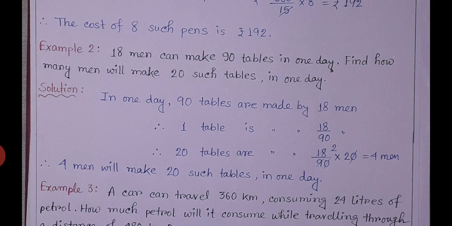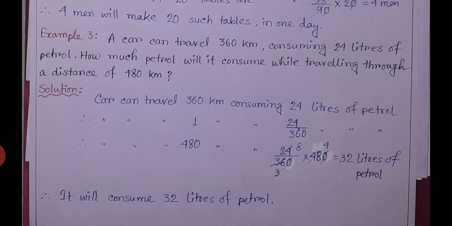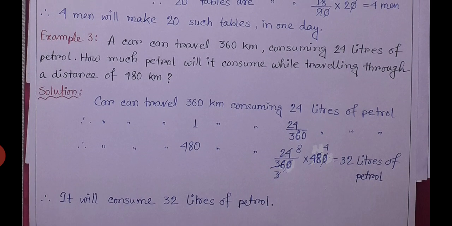Coming to the third example, it says a car can travel 360 km consuming 24 liters of petrol. How much petrol will it consume while traveling a distance of 480 km? So here the quantity of petrol is required. So we have to put the quantity at the right side.